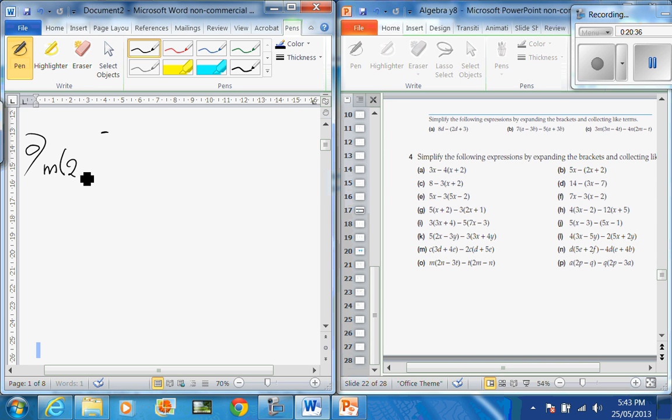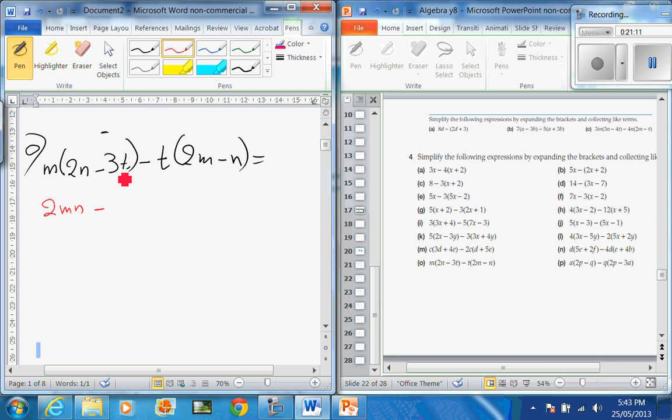m times 2n, take away 3t, take away t, 2m, take away n. Use a trick. My trick is m times 2n. So alright. Letter first, 2mn. Keep the sign as it is, keep the order as it is.